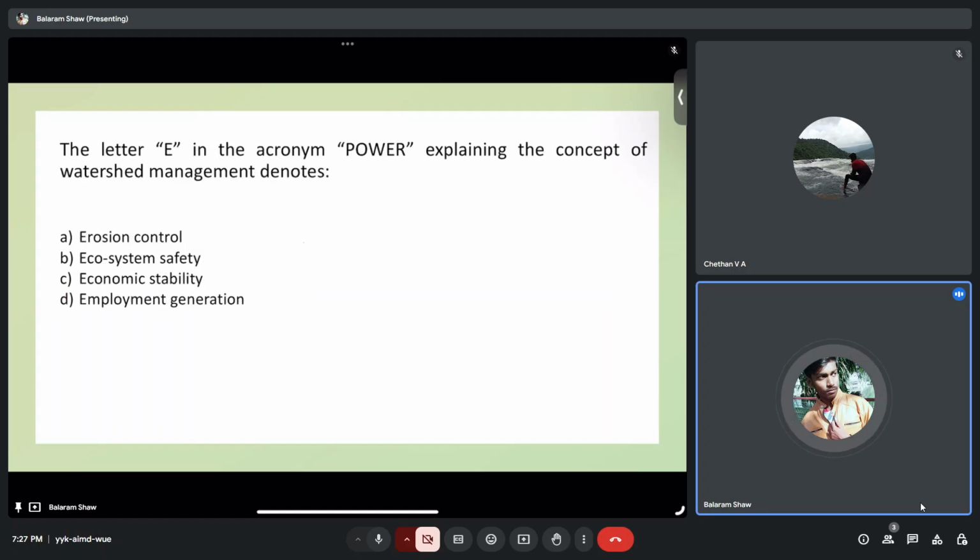Okay. Next question is, the letter E in the acronym POWER, explaining the concept of watershed management. While studying watershed management, we have seen that we consider one acronym called POWER. In that, each letter denotes something in watershed management. Can you tell me what the letter E denotes?